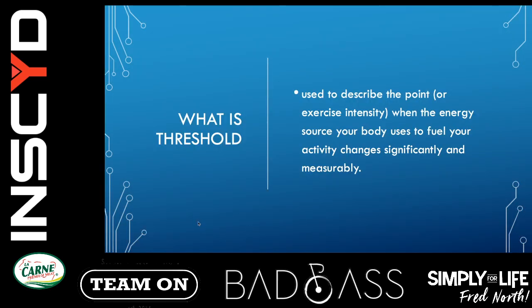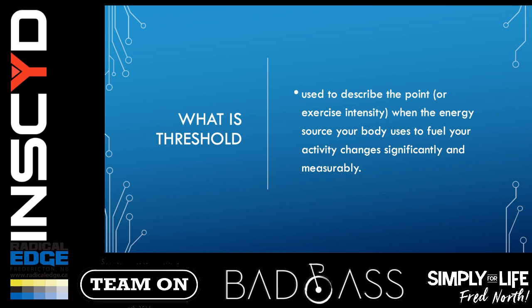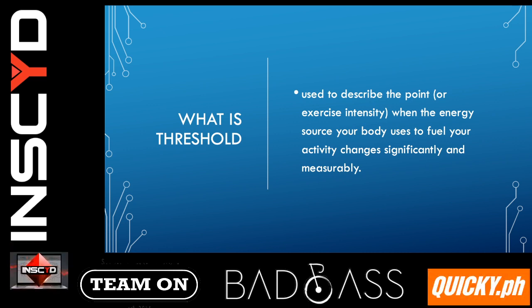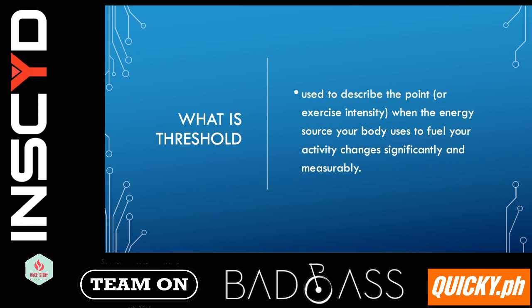So what is threshold? Just for a definition, threshold or FTP is described as the point or exercise intensity when the energy source your body uses to fuel your activity changes significantly and measurably. So it's the point where your effort changes. For example, let's say your FTP is 200. There's a specific time where you can hold that, then it will go down. So that's what your threshold is.